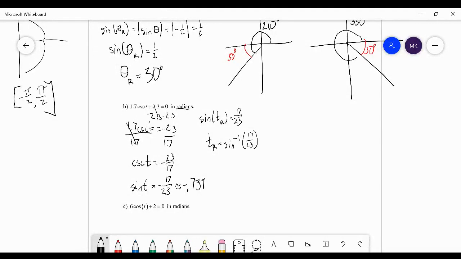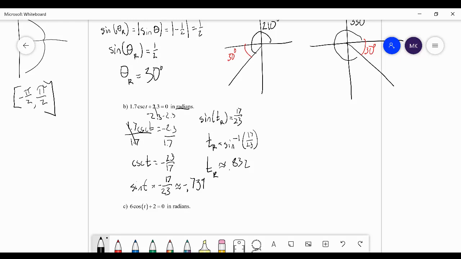You can do that on your calculator. Just use the inverse button. To get the inverse trig function, you're just going to hit second and then the normal trig function button. Again, that's 83s, 84s. Make sure you're in the right mode. And so what we get here is that t sub r is approximately 0.832.